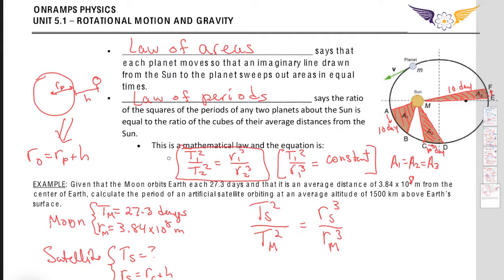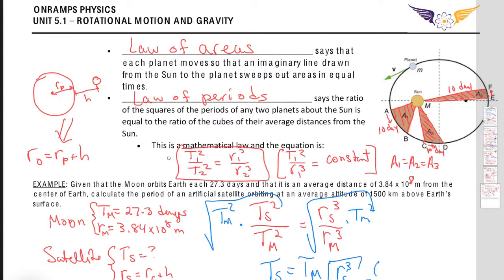And so what do I do? All that means is I just have to multiply Tm squared up, my known moon, and then finally take the square root of both sides. And so Ts would be the period of the moon times the cube of these radii. And the period of the moon is 27.3 days.